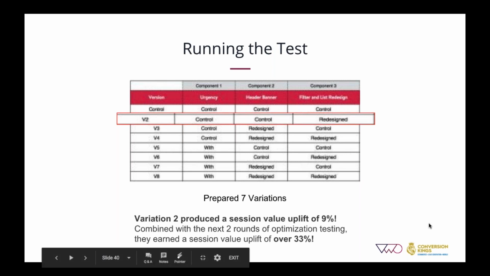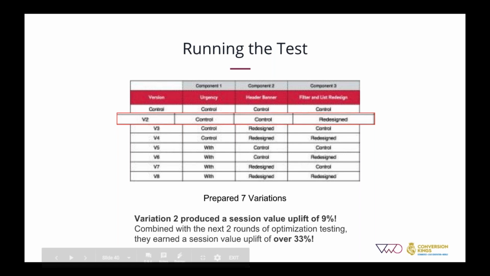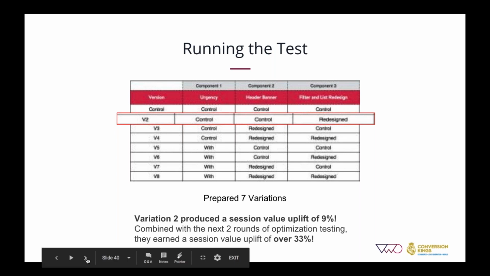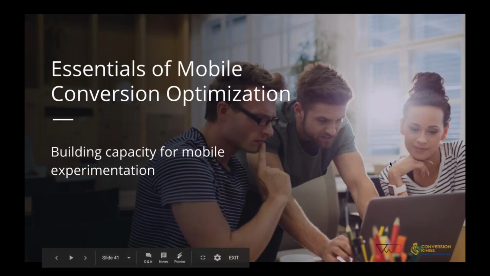Combined with two more rounds of optimization, they saw an increase to over 33%. This is more like 3 times of what they were already getting on their page, which is huge. So this is for you to understand the impact of testing, the impact of conversion optimization, and the impact of doing all these activities on your website and improving that metric for revenue, lead generation, and things like that. So let's get down to the essentials of conversion testing.